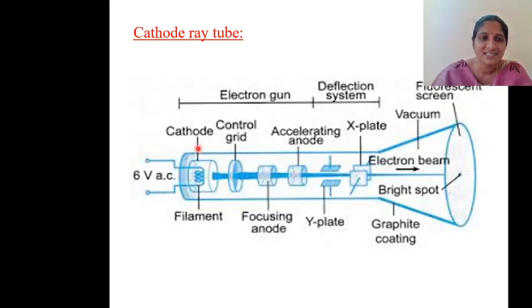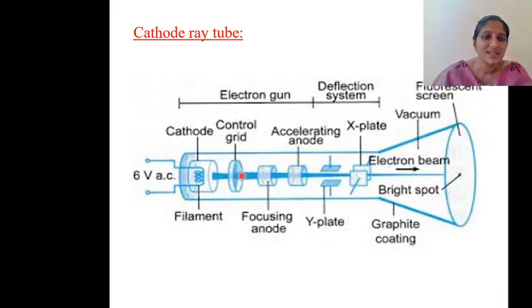Initially this is the cathode here, and 6 volts is given to the cathode, and from this cathode the electron beam will be generated. Now the electron beam generated from the cathode is made to pass through the control grid. This control grid will control the flow of electron beam. It controls the flow of electrons by using the grid here.